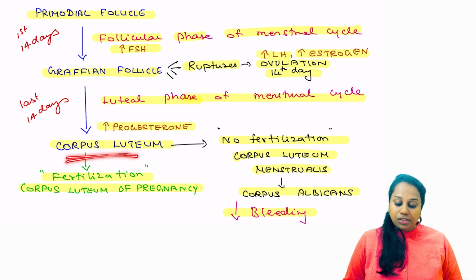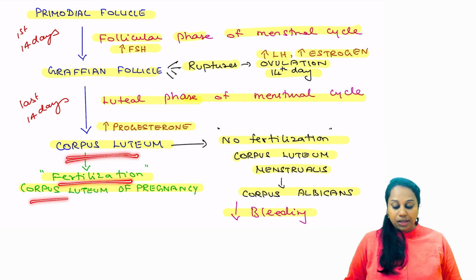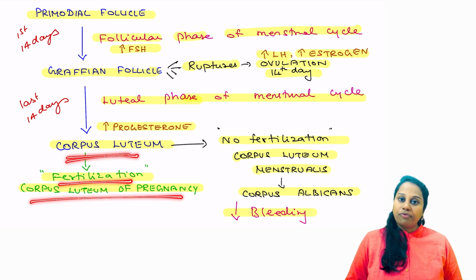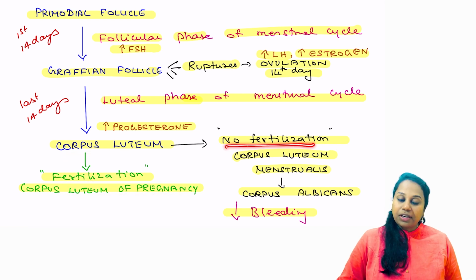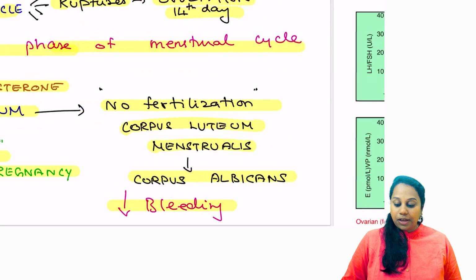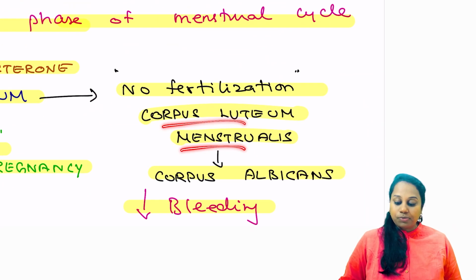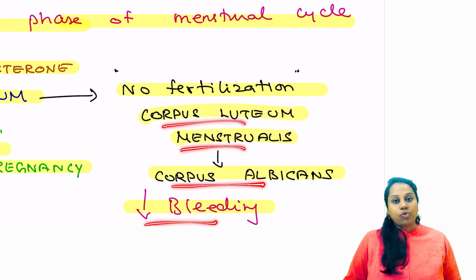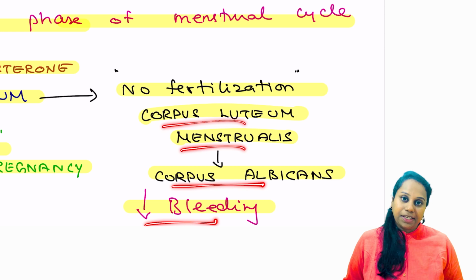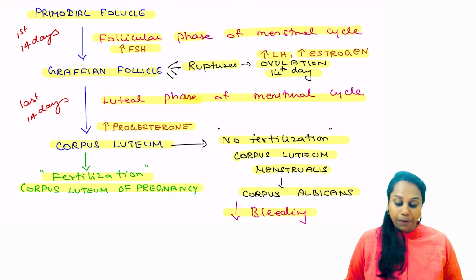What is the fate of this corpus luteum? If fertilization happens, it forms the corpus luteum of pregnancy, and this will take care of producing the placental hormones. If no fertilization has happened, it forms the corpus luteum menstrualis, and this again forms corpus albicans, which is washed away in the next menstrual bleeding cycle. So these are the changes that happen during the menstrual cycle.